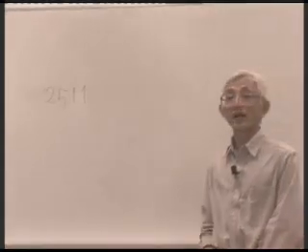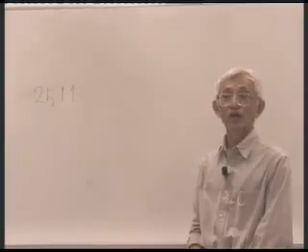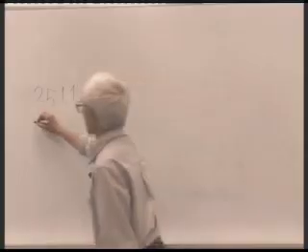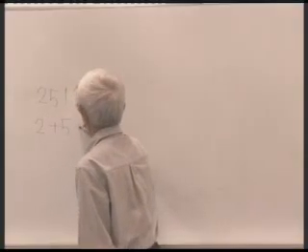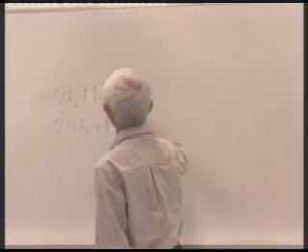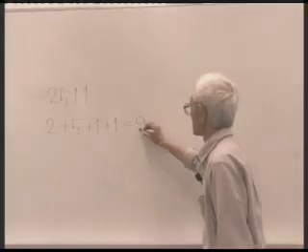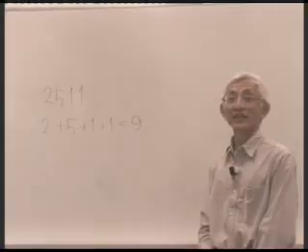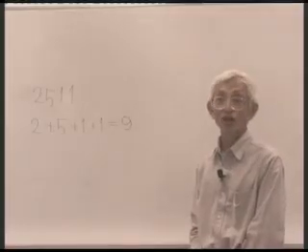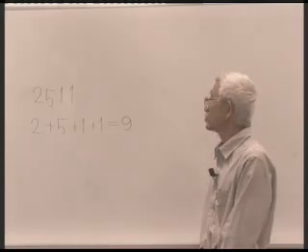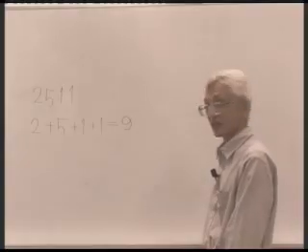Is 2511 divisible by 3? So if we go according to the rule, we'll add up all the digits, which is equal to 9. We know that 9 is divisible by 3. Therefore, we conclude, according to the rule, 2511 is also divisible by 3.